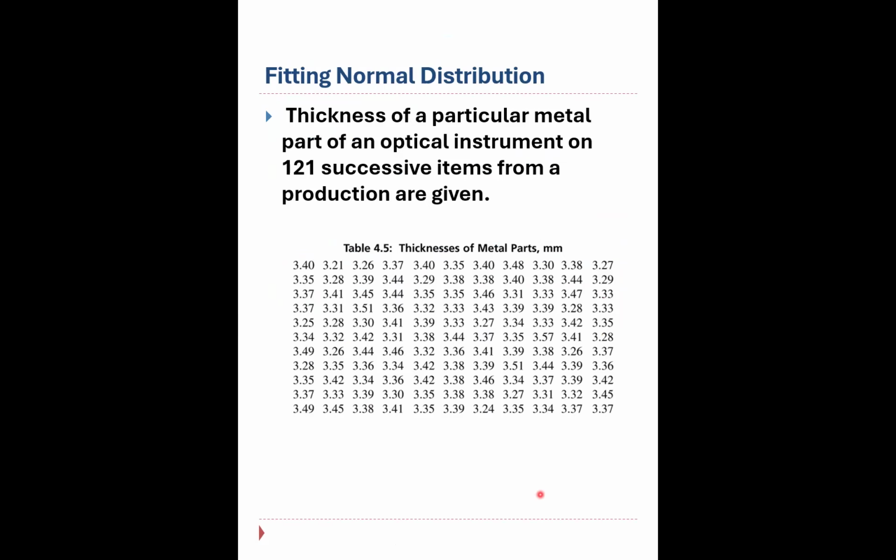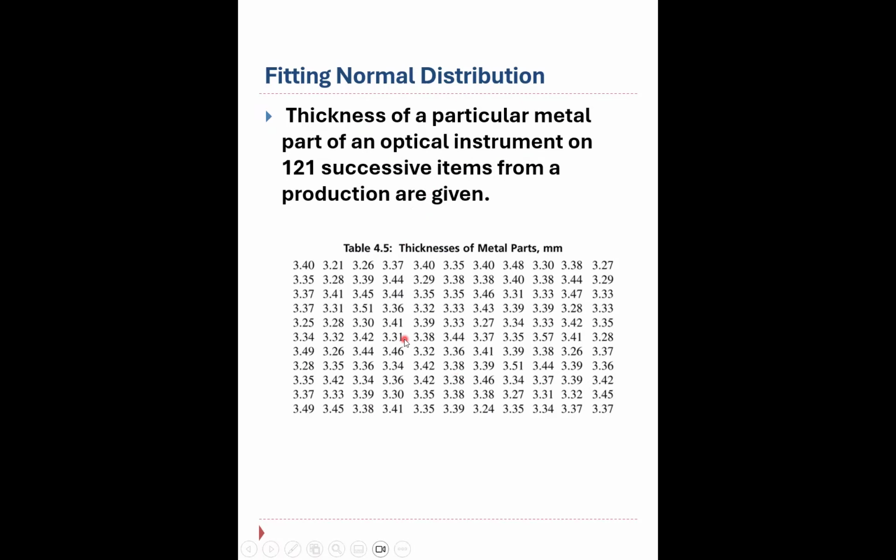There is another example for fitting it to the normal distribution. The chi-square test is strictly applicable to discrete distributions. However, we can approximate continuous distributions to discrete distributions to apply the chi-square test. So we have the example that the thickness of a particular metal part of an optical instrument on 121 successive items from a production are given.